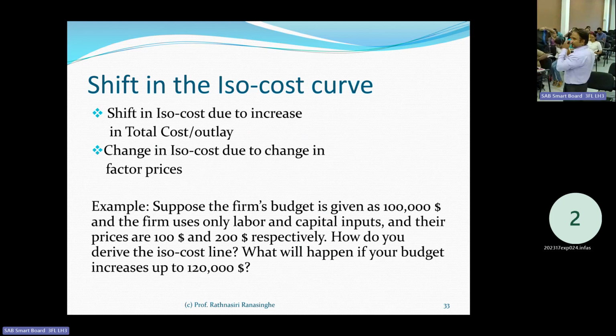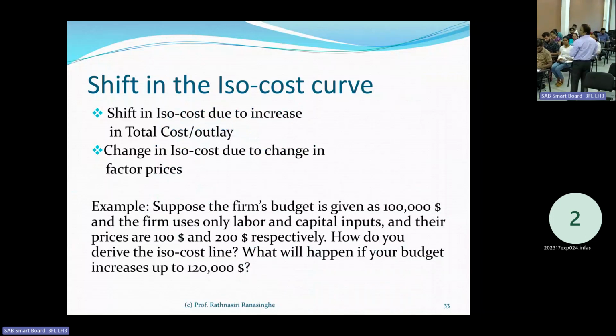We identified the slope of the cost curve, the price ratio between the two factors that we incorporate into the production process, that is the wage over capital rental ratio. That gives us the slope of the isocost. So what are the factors that affect the isocost curve? We can identify two factors that go to fix the isocost.